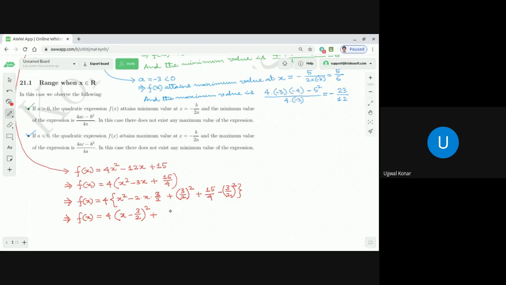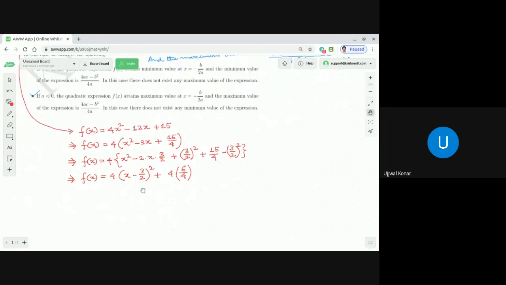That is equal to 4 into 6 by 4. Yeah, correct. No mistakes. So from here, what we get? From here, we get f(x) equal to 4 into (x minus 3 by 2) whole square plus 6.